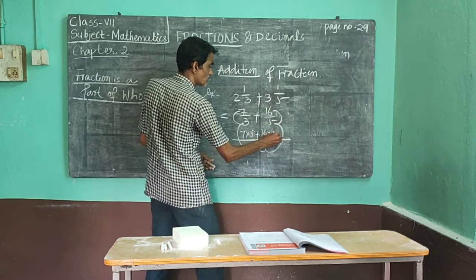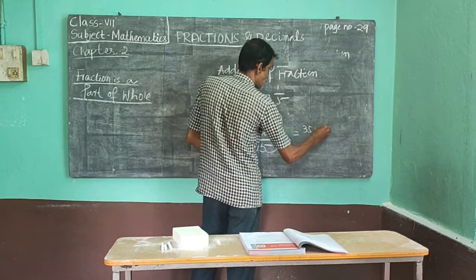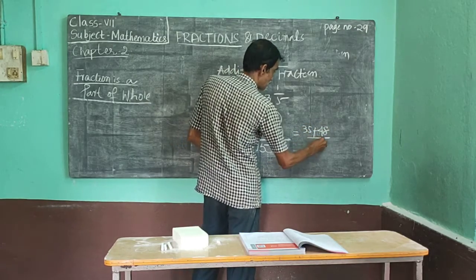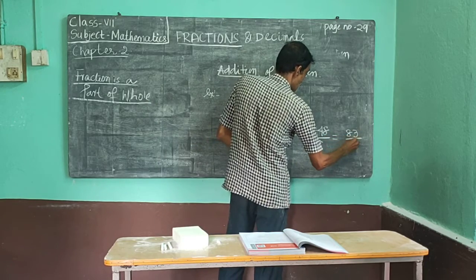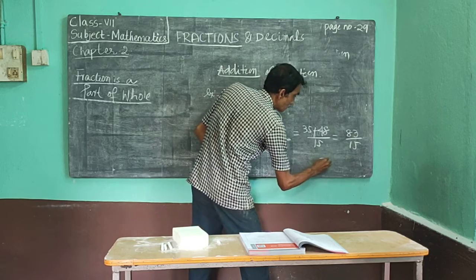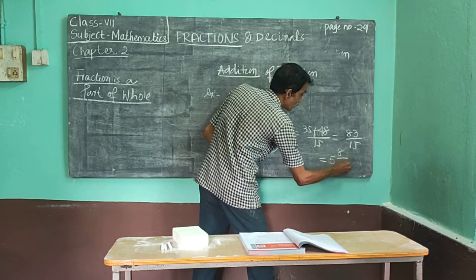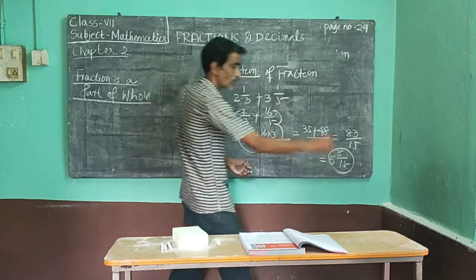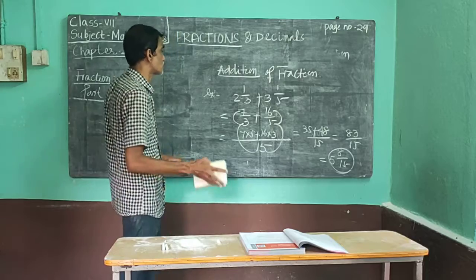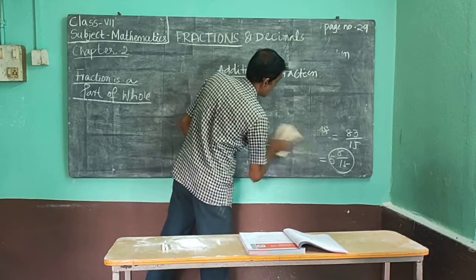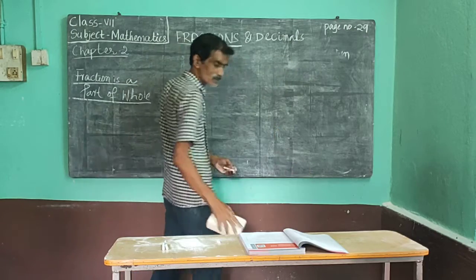16 into 3, 35 plus 48 by 15, 83 by 15, again turn it into a mixed fraction, 5 times 15 is 75, 5 whole 8 upon 15. This is your answer. So similarly, we can do a subtraction also. This is how to add two fractions or three fractions like this.